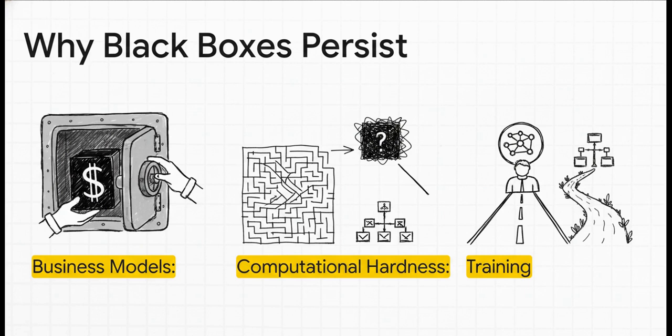Second, it can actually be more computationally difficult to find the best simple model than it is to just throw a ton of data at a huge neural network. And third, it's a training issue. Most data scientists today are trained to be experts in deep learning, not necessarily in these other interpretable methods.